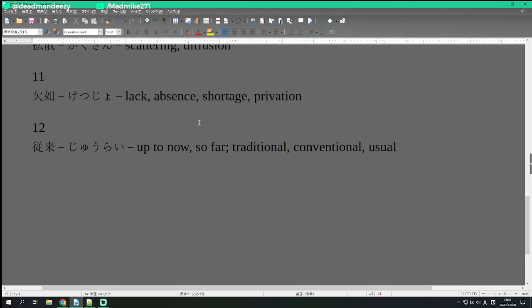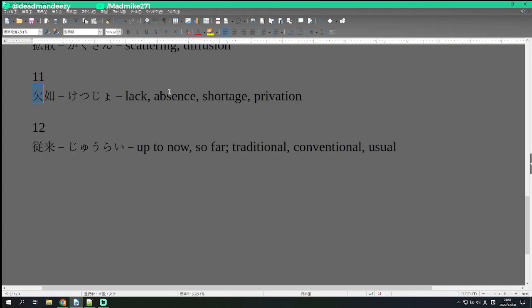Number 11 is ketsujo. Ketsu on the left side is a lack or absence, and jo on the right side is our kanji for like, being, or do. So having or being or doing a lack of something is that same thing. This is a noun for lack, absence, shortage, or privation.